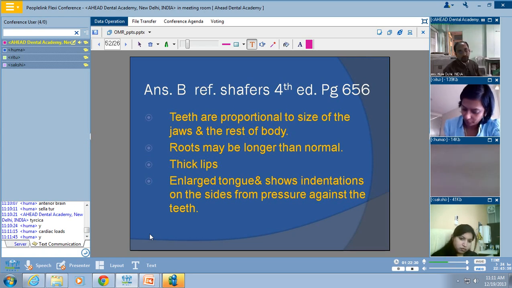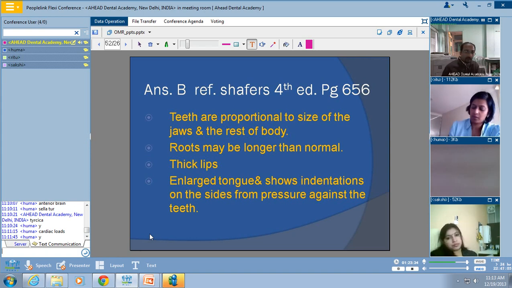It is a question asked again and again: how do you differentiate a patient with acromegaly and skeletal class 3 from a patient with a genetic skeletal class 3? In a patient with acromegaly class 3, there is an enlarged tongue which keeps pressing on the lower lip and lower front teeth, causing protrusion of the lower incisors and spacing of the teeth. This is how you differentiate an acromegalic class 3 from a genetic or skeletal class 3. Is it clear? These are the questions generally asked again and again.